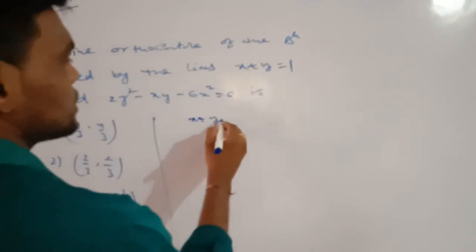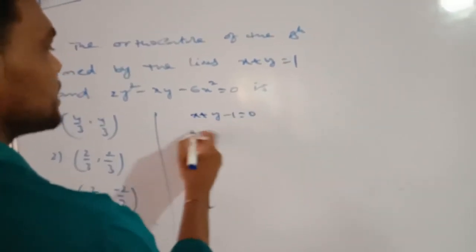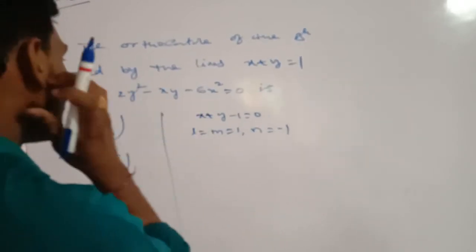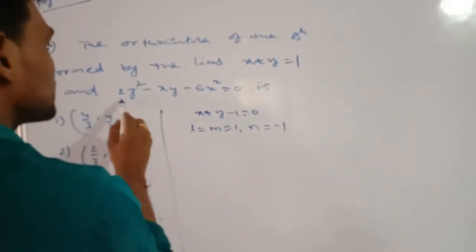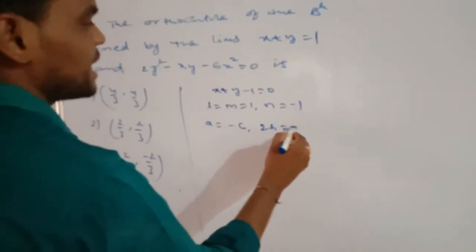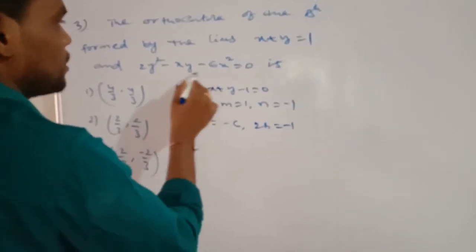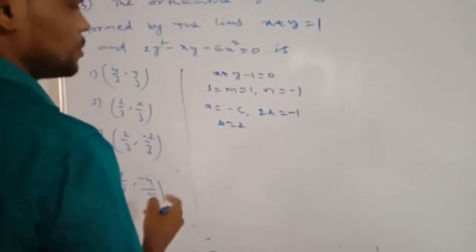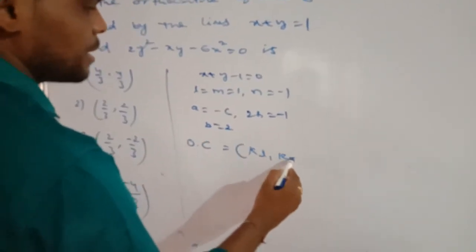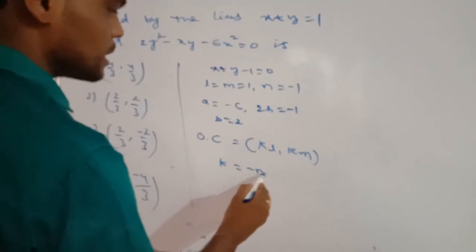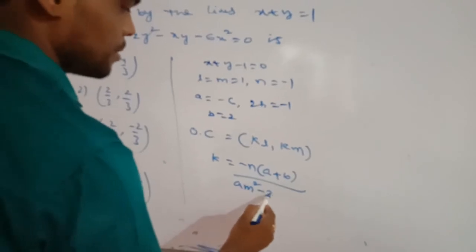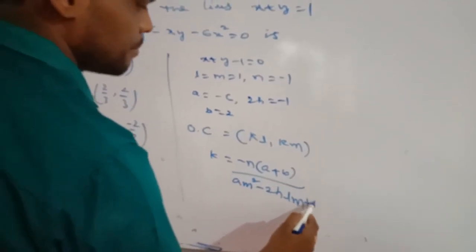x plus y minus 1 is equal to 0. Here lx plus my plus n is equal to 0. Here l is equal to m is equal to 1 and n is equal to minus 1. And comparing with the pair of lines ax square plus 2hxy plus by square is equal to 0, here a is equal to minus 6, 2h is equal to minus 1, and b is equal to 2. Now the orthocenter is equal to (kl, km), where k is equal to minus n of a plus b by am square minus 2hlm plus bl square.